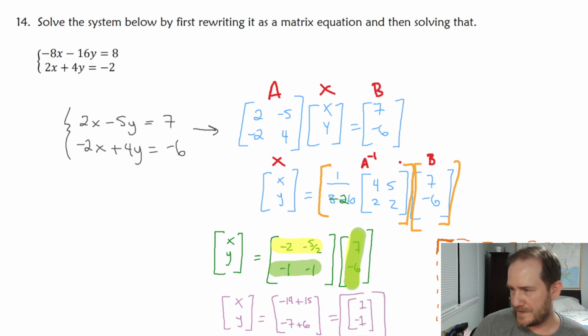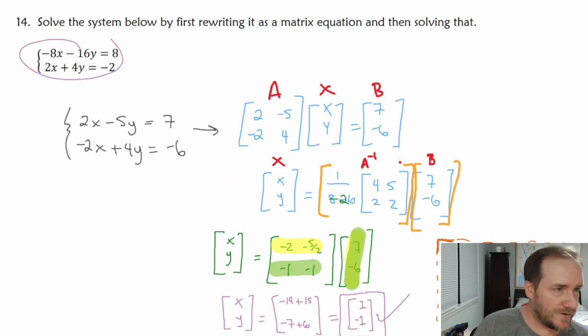That's the same thing I got when I did this problem in period 1. So we can now say that x is 1 and y is negative 1. So we have solved the original algebra.